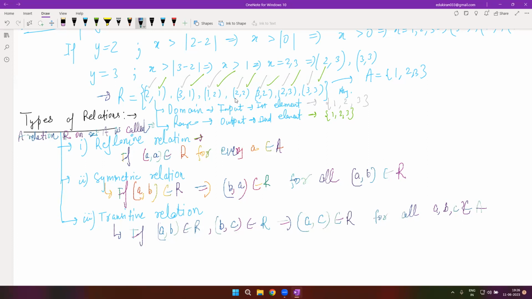So for transitive, I will take a pair A, B, then I'll search for another pair which is starting from the same element at which the first pair is ending, right? If there are two pairs following this condition in your relation, then it must follow A, C, right? If it exists for every pair, then the relation is transitive. If not, then you can't say that the given relation is transitive.